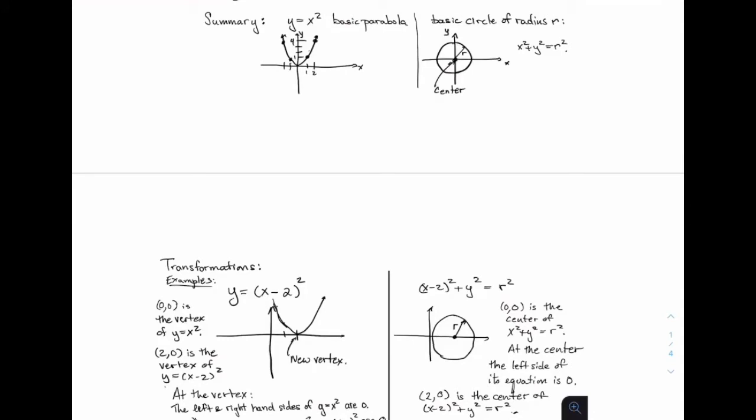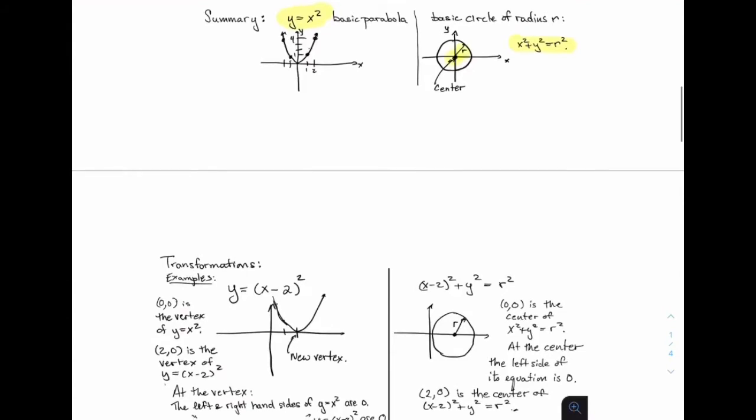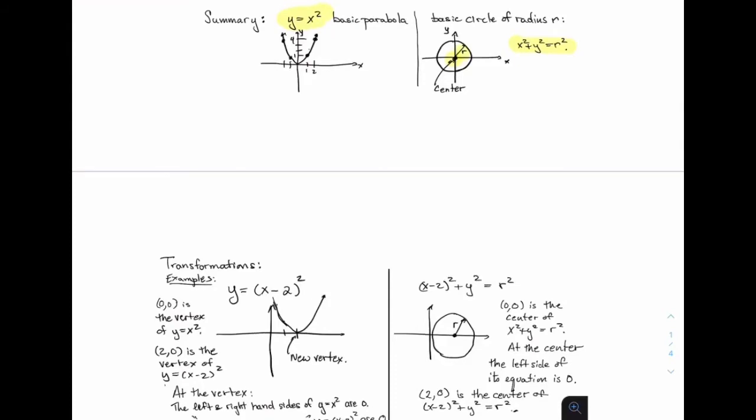So to summarize, we have a particular parabola and a circle on our graph, and we have the corresponding equations. Y equals x squared and x squared plus y squared equals r squared. Okay, now we're going to use this as a springboard and look at transformations of the figures, the parabola and the circle, along with the corresponding transformations of their equations.